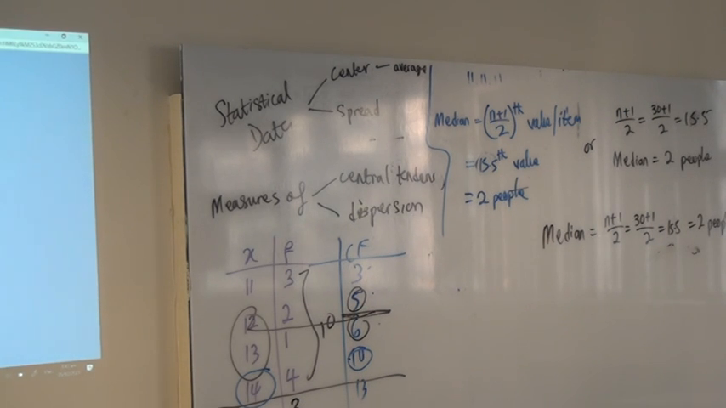Mr. Daniel? Yes, sir. Can I write median item equals n plus 1 over 2 like that? Or median position. Okay, not median item, median position. It's the position of the median you are trying to find.